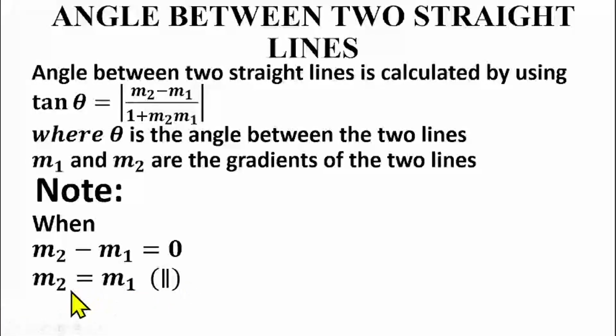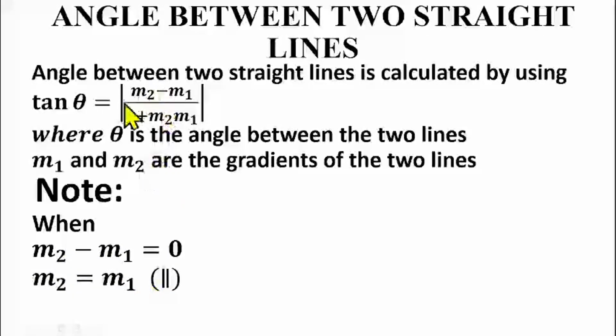So in parallelism, m1 is equal to what? M2. So which is parallelism. And we know that two lines are parallel when they do not meet. And if two lines do not meet, that means there's no angle between them, if you remember also. So that is what you are trying to verify here.